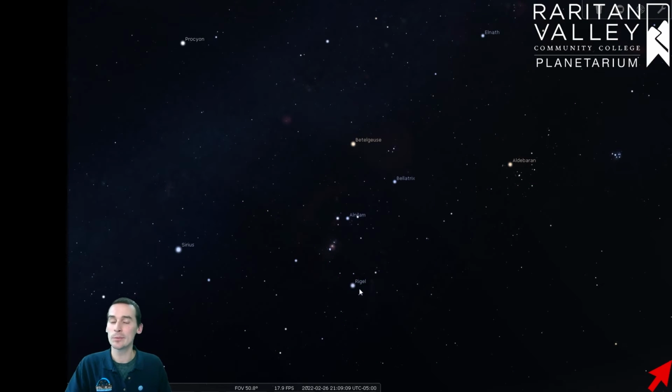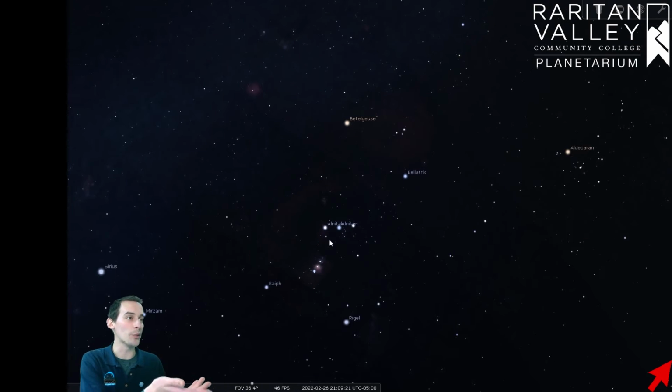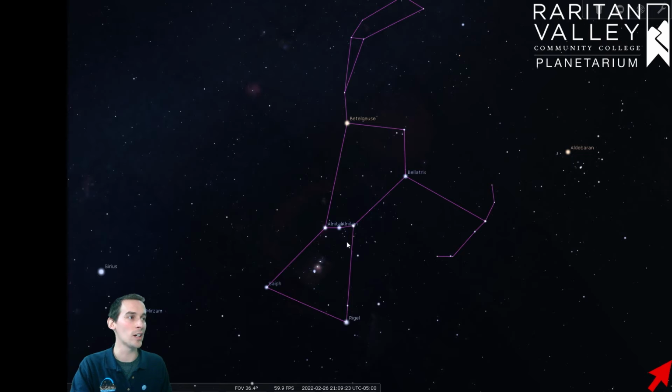Now, the first asterism we're going to talk about today is actually a group of stars that we've mentioned many, many times here. You're probably sick of them, but they are the most famous group of stars in the winter sky and the easiest group of stars to find. And that is Orion's belt right here. So let's put up the constellation of Orion.